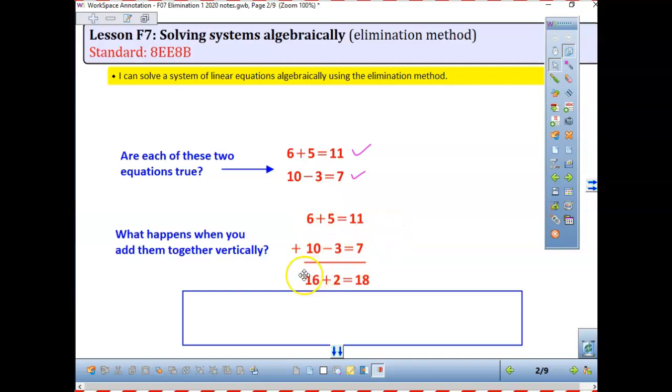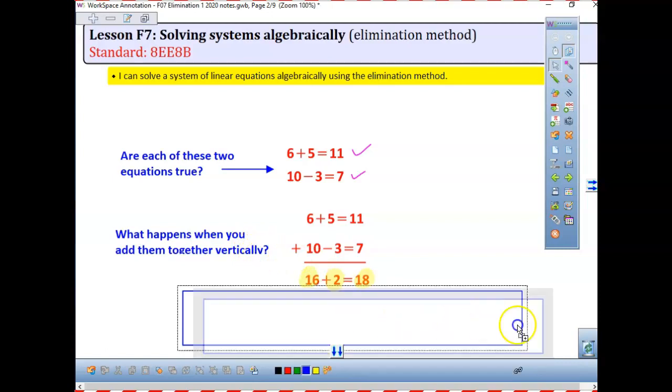adding these together? I really just need you to do this bottom line down here, and I'll highlight it for you. If I add these two together, I get 16, right? If I add 5 plus negative 3, I get 2. And 11 plus 7 is 18. And isn't 16 plus 2 still equal to 18? Yes.